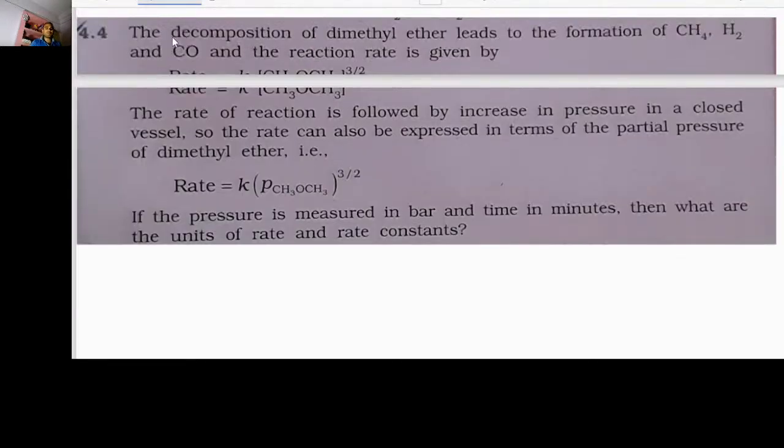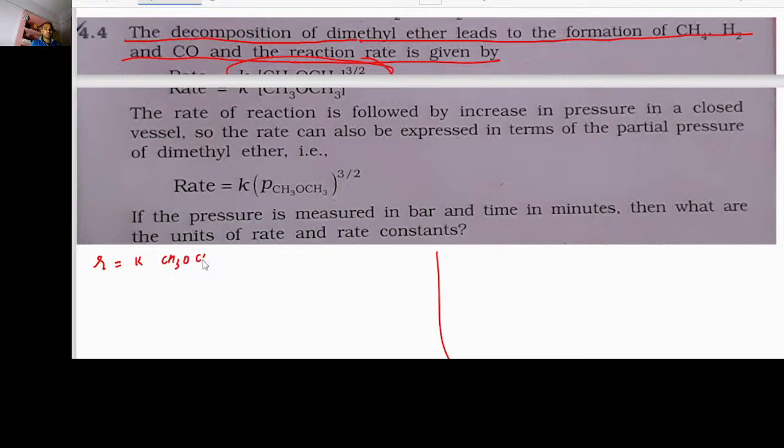Student, this question appears very long, but it's not. They are saying the decomposition of dimethyl ether leads to formation of CH4, H2, and CO, and the reaction rate is given by rate is equal to k [CH3OCH3]. Here they have given it, so I am writing two parts of this question. Rate is equal to what, student? K, CH3OCH3, and the power is how much, student? 3 by 2.